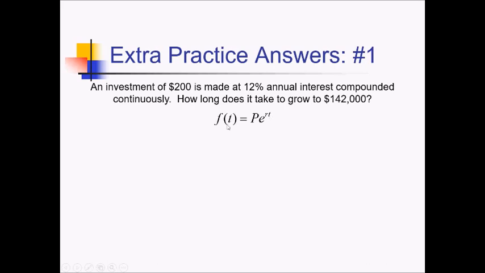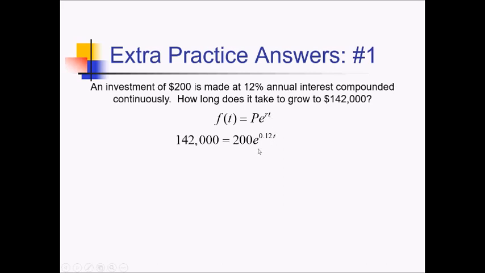F of t, that's the target amount. That's going to be this 142,000. P, that's the principal. We're starting with 200. E is just E. R, well, 12% is the interest rate. So we're going to do 0.12 to actually plug that in for R. And then t is just going to be the only variable left over here.